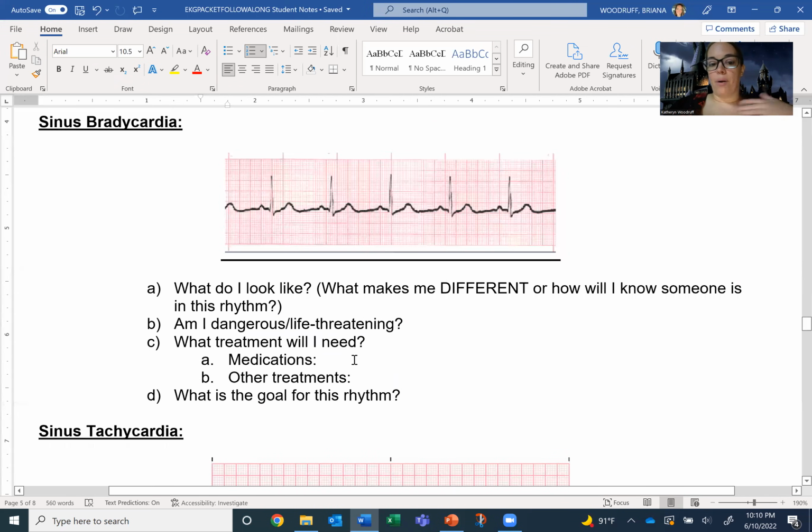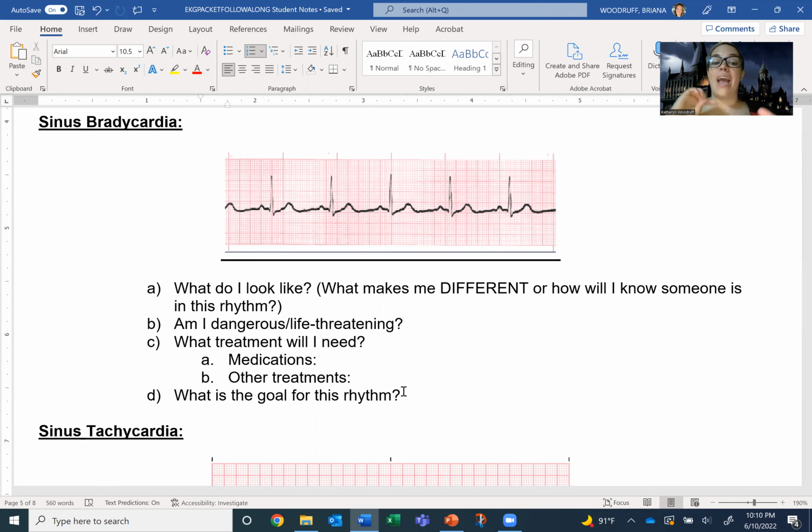I'm not going to stop and pause for all of these because I already have them on the slideshow, but these are things you should be asking yourself about these rhythms. Or if you're making flashcards, you should make flashcards with a strip on them, and then really break down what's different about it for you, or how you're going to remember it.